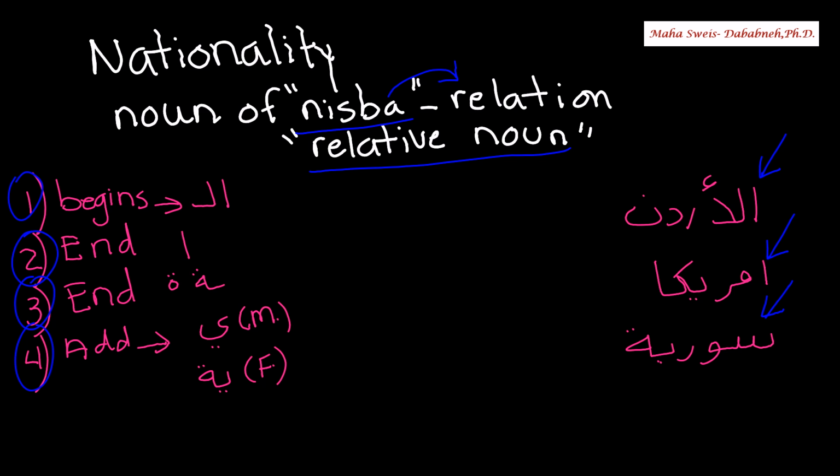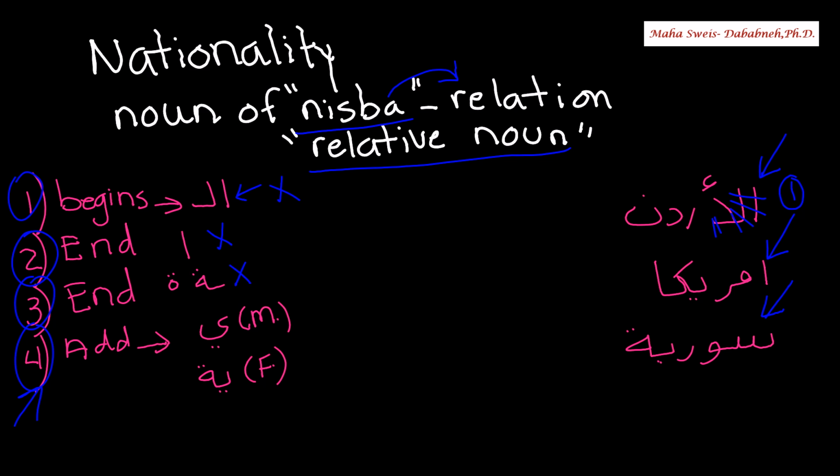Rule number 1 says, if the country begins with alif lam, you drop alif lam. Al-Urdun begins with alif lam. Rule number 2, if the country ends with alif, you drop it. But there's no alif in the first country, Al-Urdun. So skip. Rule number 3, if the country ends with ta marbuta, you drop it. There is no ta marbuta in Al-Urdun, so you skip this rule. Now rule number 4 is the most important one, which is that I want to do it one time for male, one time for a female. One time I want to say I'm Jordanian as a male. One time I want to say I'm Jordanian as a female.